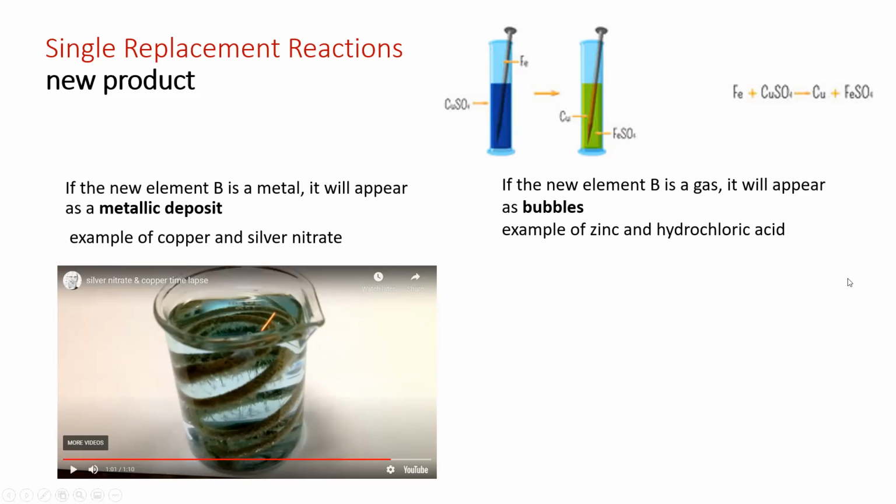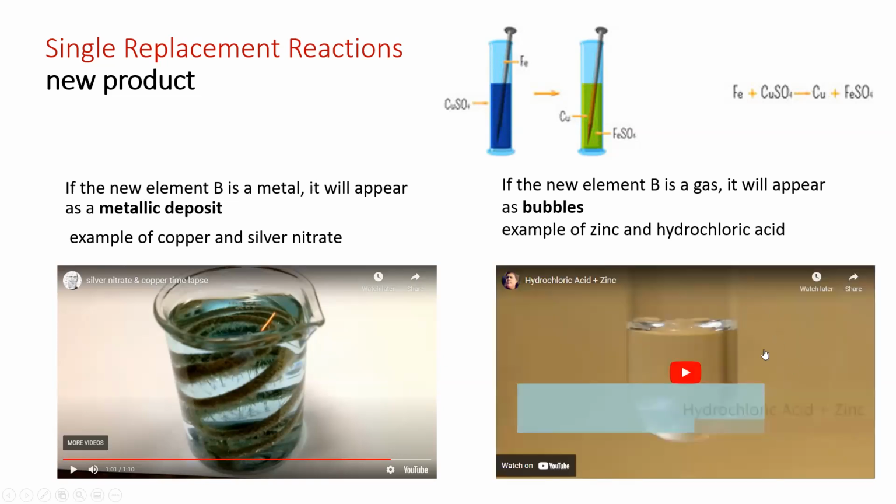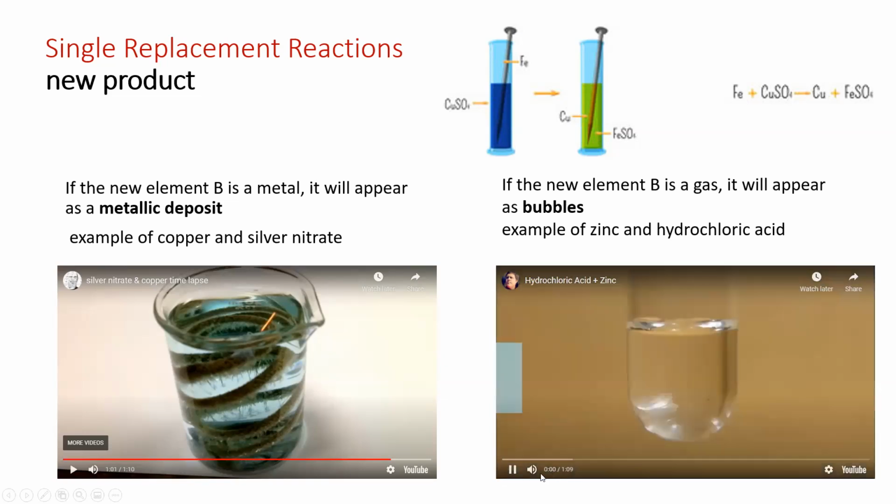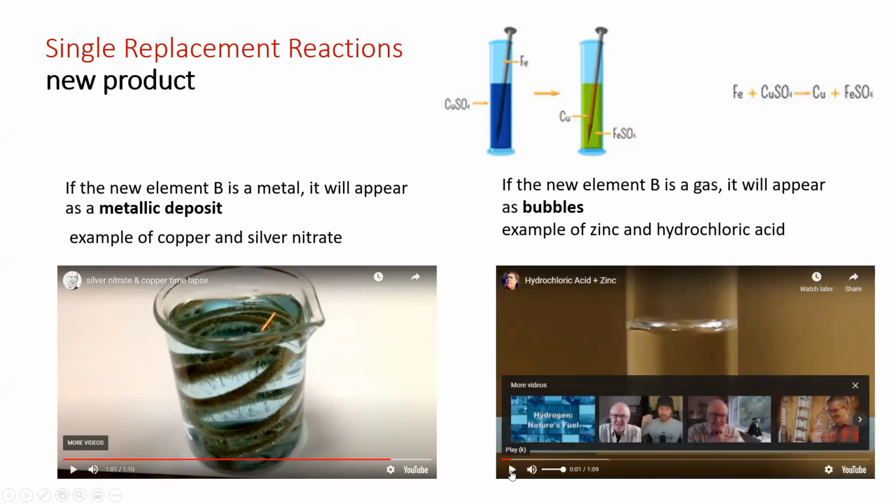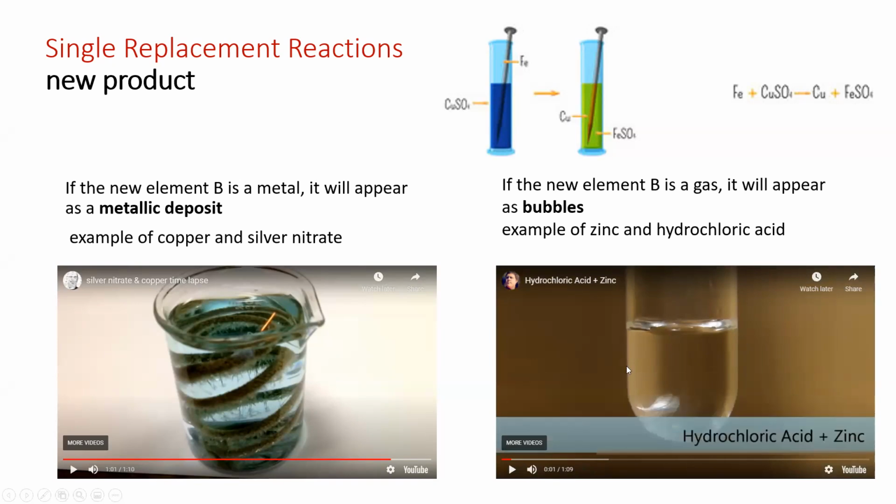So hydrogen, H2, is a gas. And when you have a gas that's a product, that will appear as bubbles. So in this example, this is mixing zinc and hydrochloric acid. The starting point is this liquid at the bottom, which is hydrochloric acid. It looks like water, but it's not water.